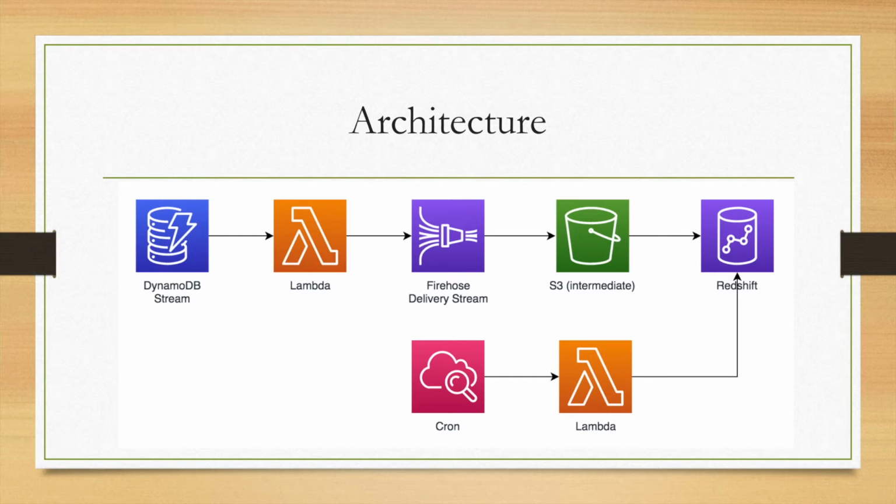I provide an architecture. We can see how we sync up data from DynamoDB to Redshift. It first uses the DynamoDB stream to publish events and uses Lambda to put these events into Firehose. Firehose Delivery Stream is a very powerful managed tool, and it can insert data into Redshift. It uses S3 as intermediate data storage, and then finally the data is put into Redshift. We also use a cron job to run the Lambda and to run a stored procedure on Redshift. Let's see the details.